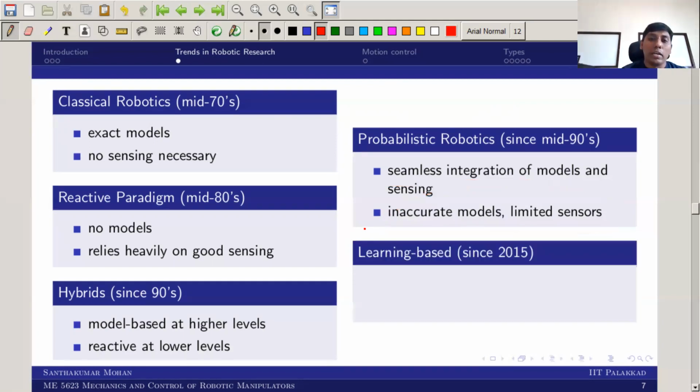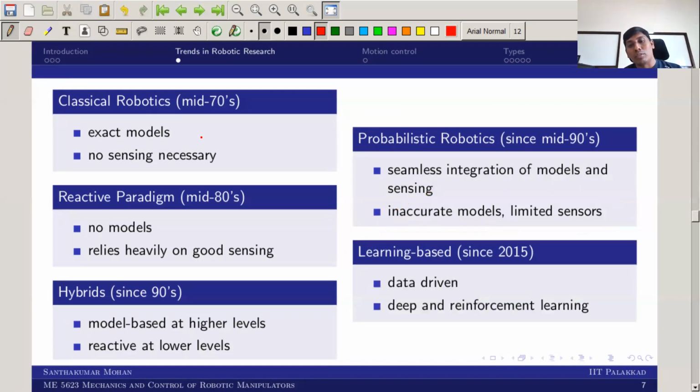Deep learning and reinforcement learning came in the mid-2010s, so from 2010 onwards. We are using learning-based methods specifically from 2015 onwards. Everywhere we are bothering about learning-based control. So now these are the general aspects. Now we go further to see what we can look at.